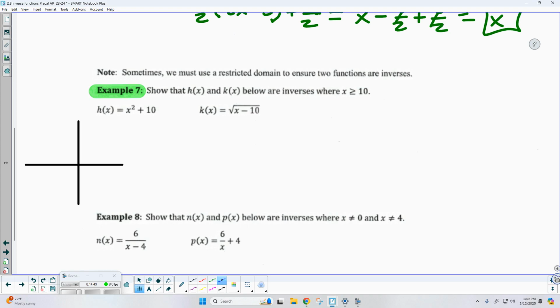Give me a number less than 10. Okay, 9. So let's go with 9. Now, if I plug 9 into h, 9 squared plus 10, well, that's 91. We actually get an output. What happens if I plug it into k?